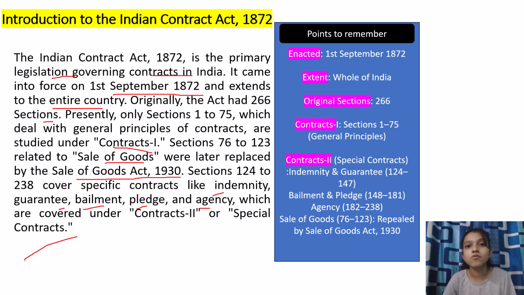Now let us understand the key words that we can derive from this. Enacted 1st September 1872: this is the historical background of the Indian Contract Act. Extends to the whole of India: it is applicable across the whole of India. Original sections: 266 in total, which were later removed. Contract 1, sections 1 to 75, general principles. Then we have special contracts: indemnity and guarantee fall under sections 124 to 147. Then bailment and pledge under 148 to 181. Then agency, 182 to 238. Then sale of goods, sections 76 to 122, which was repealed by the Sale of Goods Act 1930. So this is the basic definition regarding the Indian Contract Act.